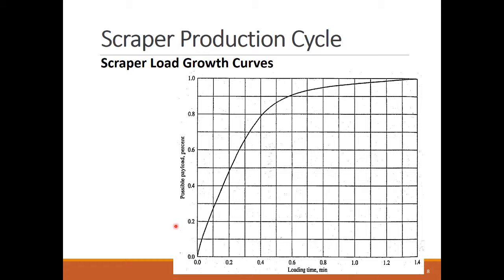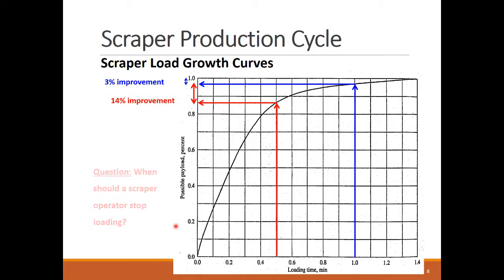The scraper load time is determined based on the desired scraper load. The more time you allow the scraper to load, the more soil is scooped into the scraper bowl, but it's not linearly proportional. For example, 0.5 minutes allows loading about 86% of the scraper payload. Doubling this time will result in a 14% load increase, and almost tripling it will add 3% more load. So the loading time is variable and needs to be determined ahead of the operation. But based on what?